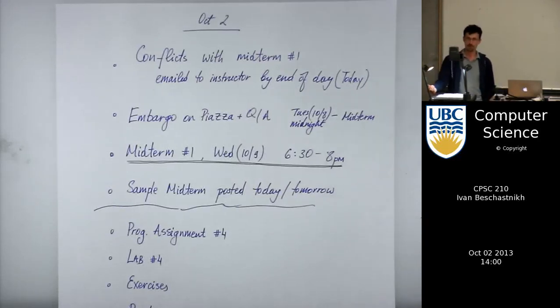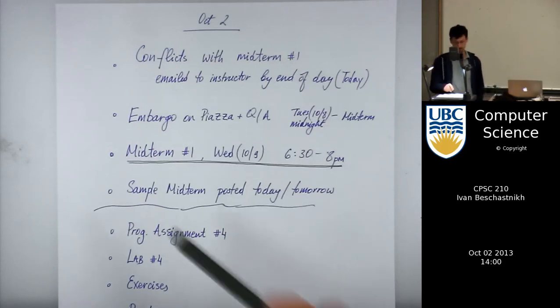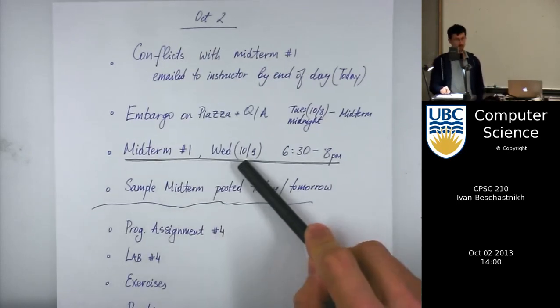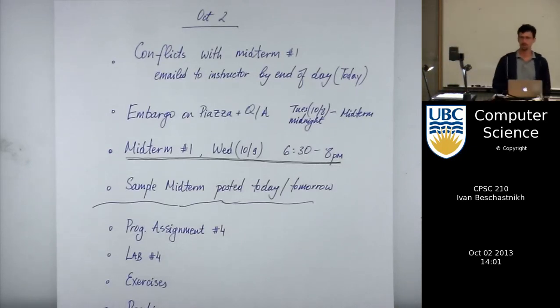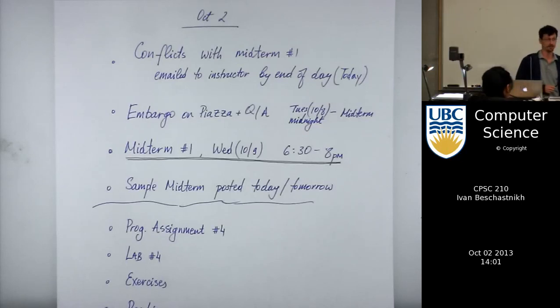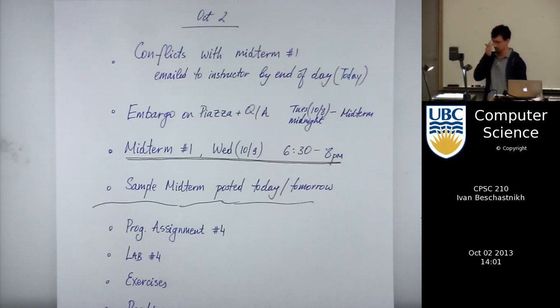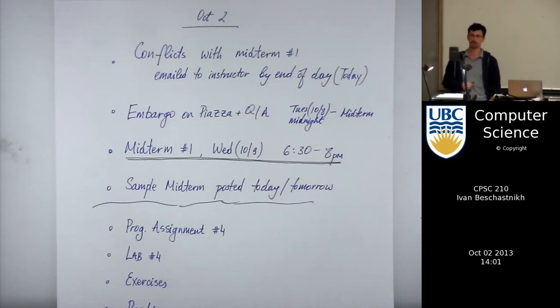Wednesday. So the midterm is going to be a week from now, basically, from today. Midterm 1 is Wednesday of next week from 6:30 to 8 p.m. If you have a conflict with the midterm, then you have to send us an email. You have to do it by the end of today. If you have a conflict, then there's an alternative time where you can write the midterm.